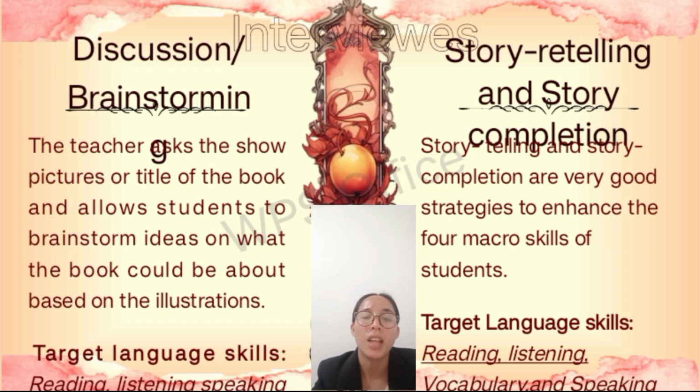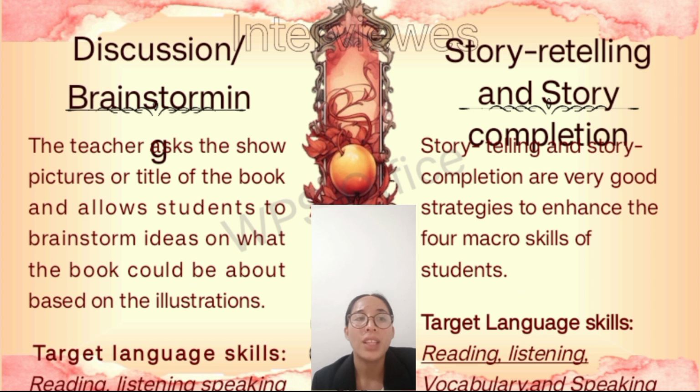Activity-based learning method has many types. First is discussion or brainstorming. The teacher shows pictures or titles of books and allows students to brainstorm ideas on what the book could be about based on the illustration. The target language skills are reading, listening, speaking, and grammar.